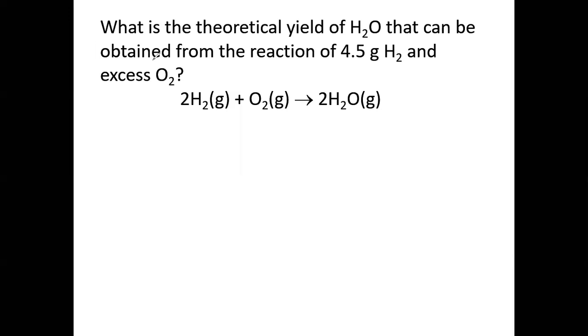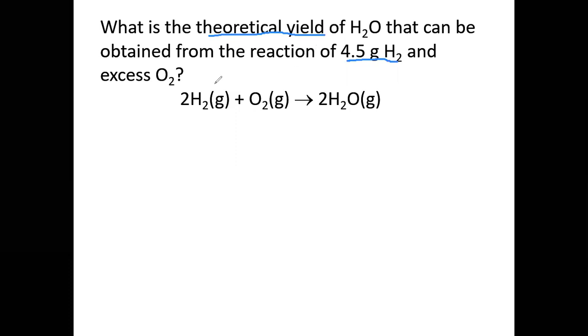And so the amount of product produced by what we call the reactant that gets used up, or the limiting reactant, is referred to as the theoretical yield. So anytime you see the theoretical yield, that's the amount of product produced by the reactant that gets completely consumed in the reaction.